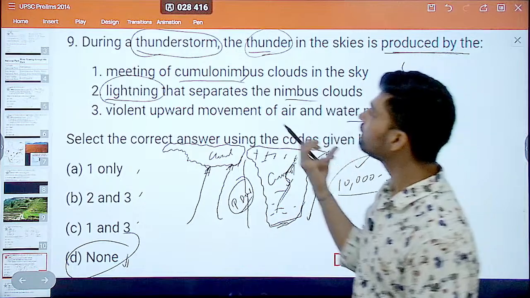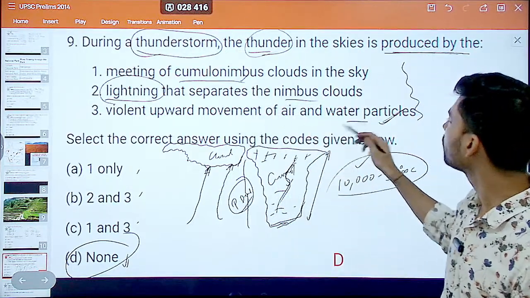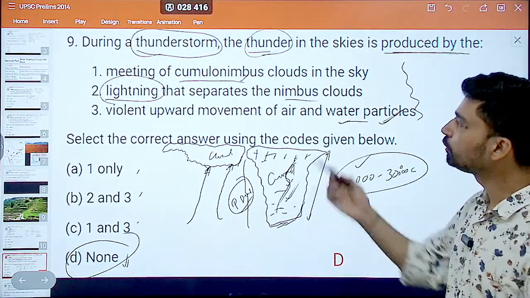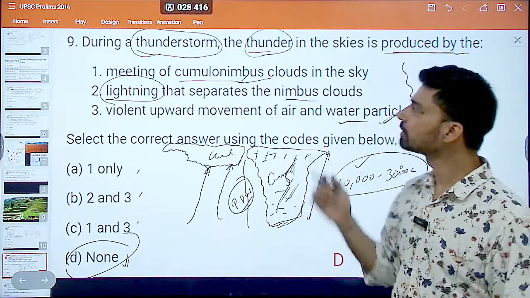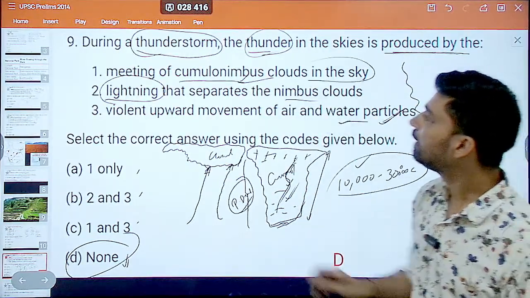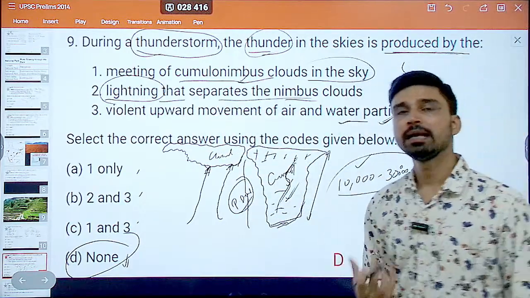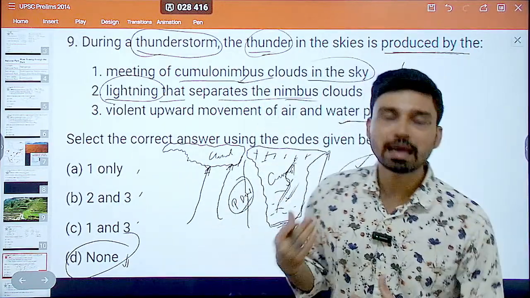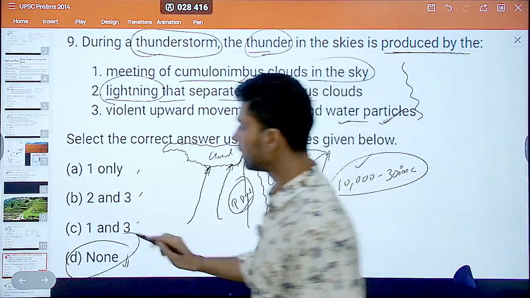These are phenomena that can be responsible for creation of lightning, like violent upward movement of air and water particles. These lead to formation of cumulonimbus cloud. Charge separation that happens in the cumulonimbus cloud due to meeting of cloud particles is what creates lightning. And lightning that separates the nimbus clouds is not the correct answer. Lightning causes sudden rapid expansion of the air around it. This sudden rapid expansion of air is what produces thunder here. So that is the correct option.